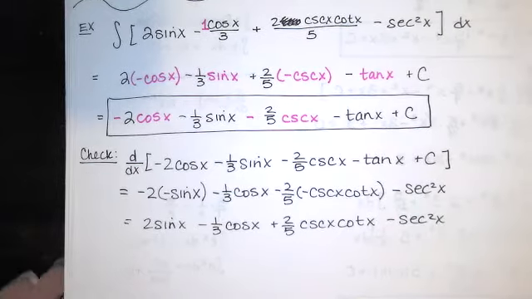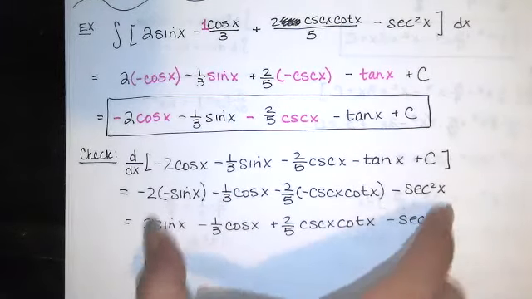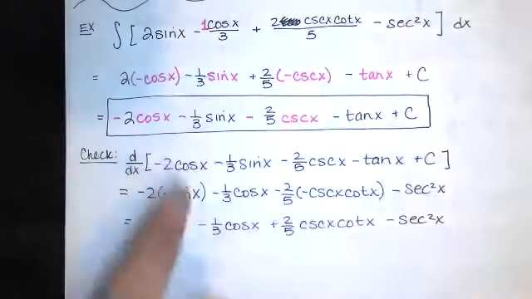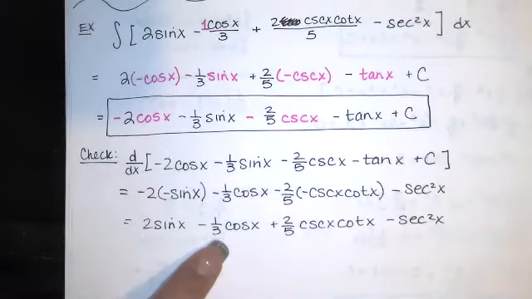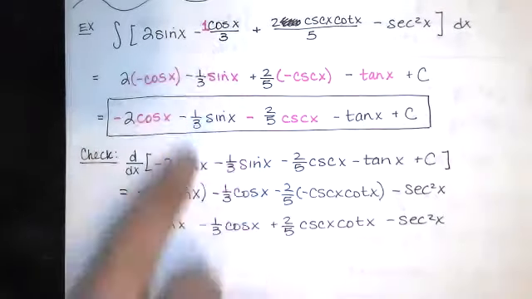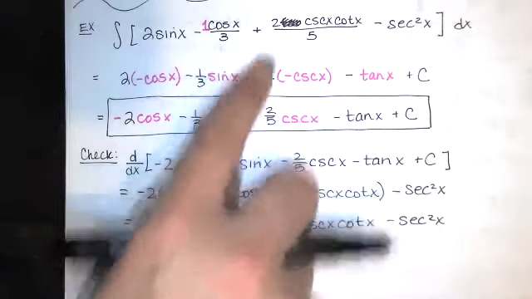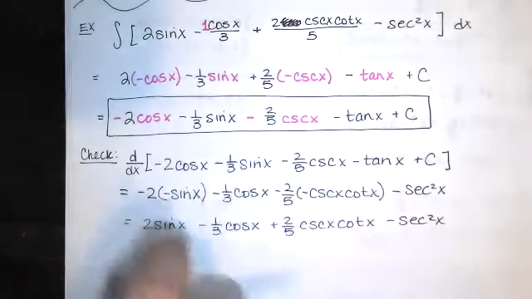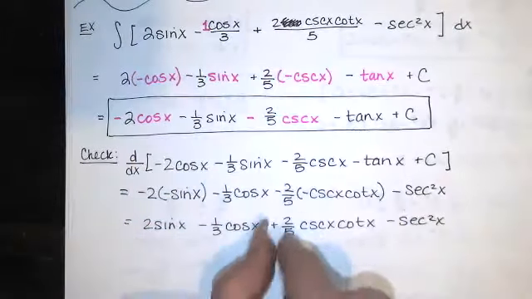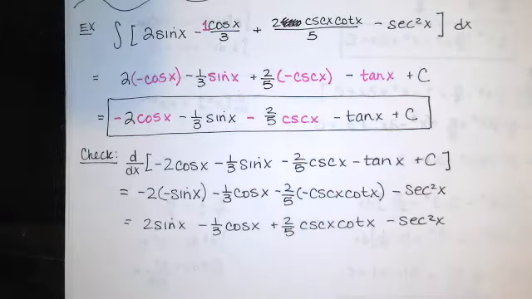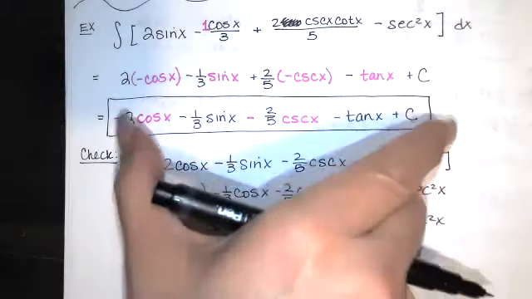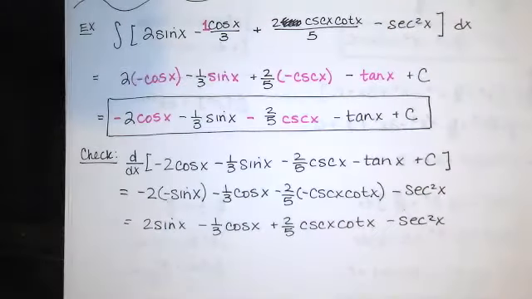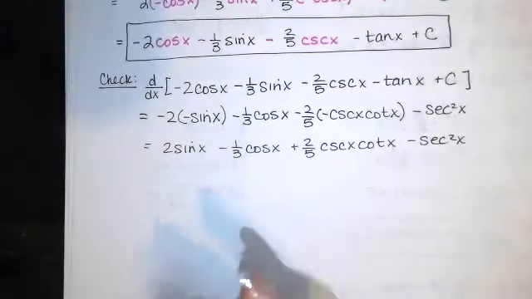Then I look at my original integrand. Is this equivalent to this? 2 sine x, negative 1/3 cosine x. Yes, the constant's just pulled out. Got 2/5 of that. Sure, it's just a constant pulled out from that. And then the negative secant squared. So yes, it worked. The derivative of the antiderivative is the original function. Let's do one more example involving trig functions.